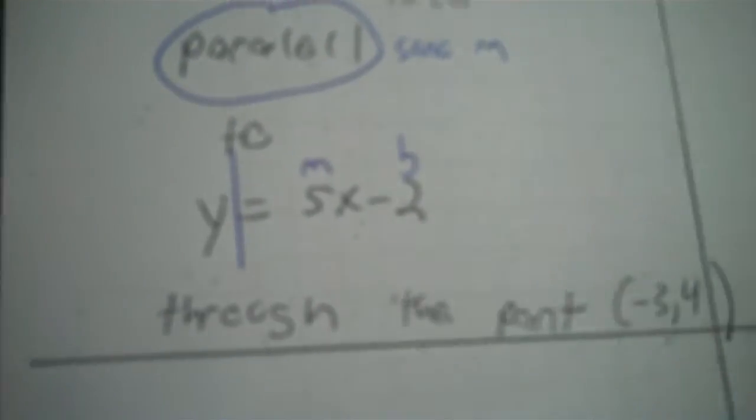Now the word parallel means we find the m differently. Parallel means we have to have the same m in the equation here that you have here. Well, this is easy because y is by itself, so you have m, b. So if the m is 5 here, well, it's got to be 5 over here. I don't care what their b is. My b is going to be different.